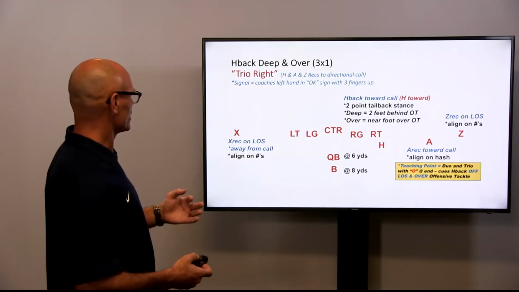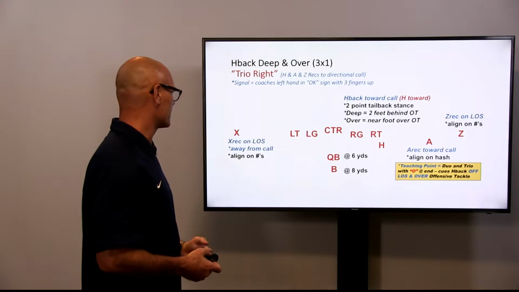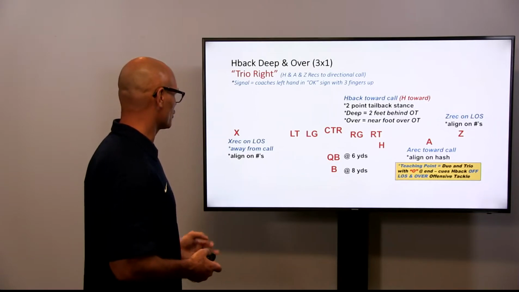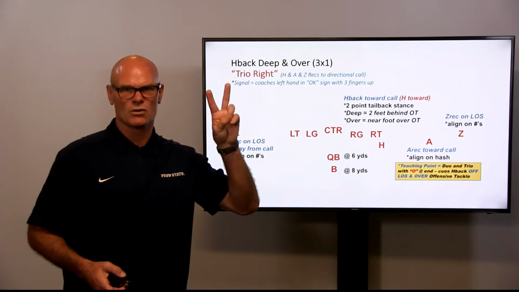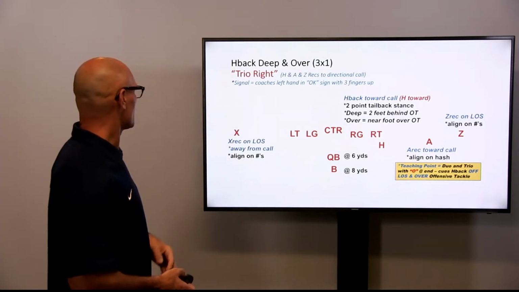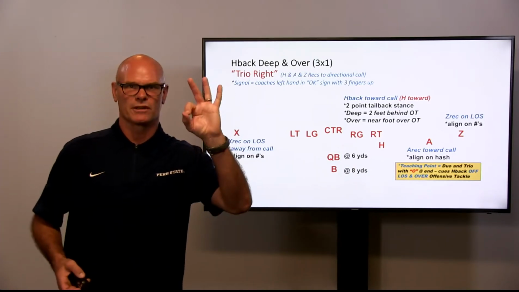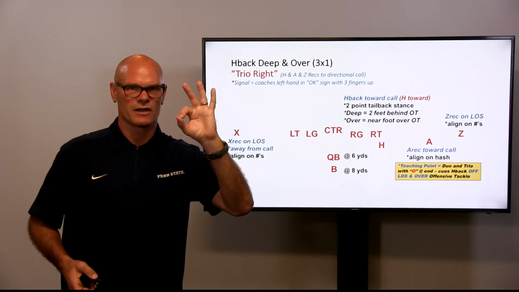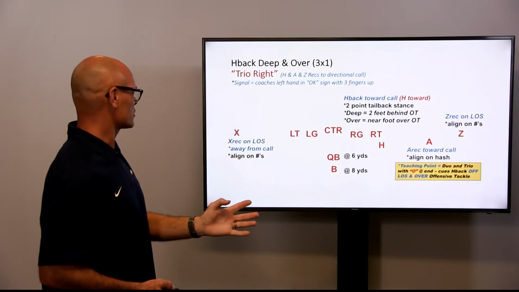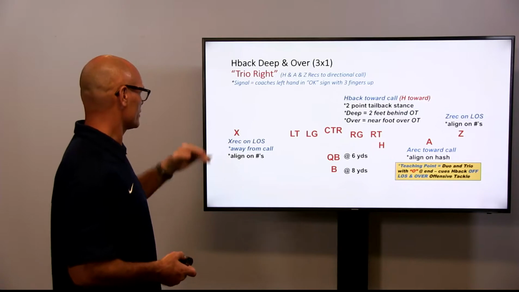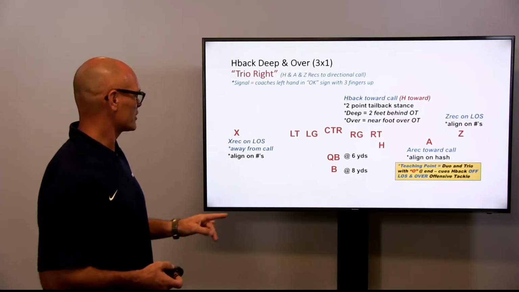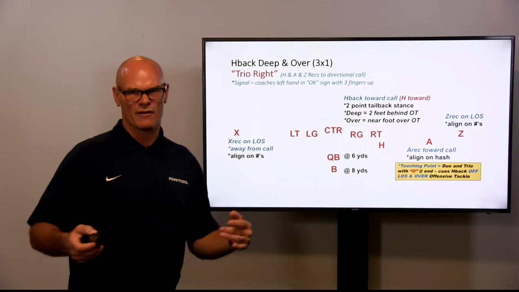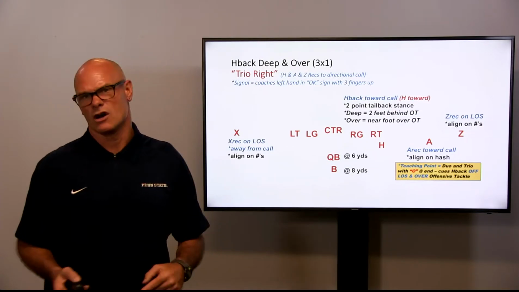If we go to trio, now we simply go to a trips formation. The only person that moves is our H-back. So we've been in a duo, and now we'll go to our trio, which is simply 3 fingers or the OK sign is what they see. Now the H-back is going to just go towards the call versus away. He'll still do this deep alignment. So duo and trio tells him he's going to be off the ball and over the offensive tackle.